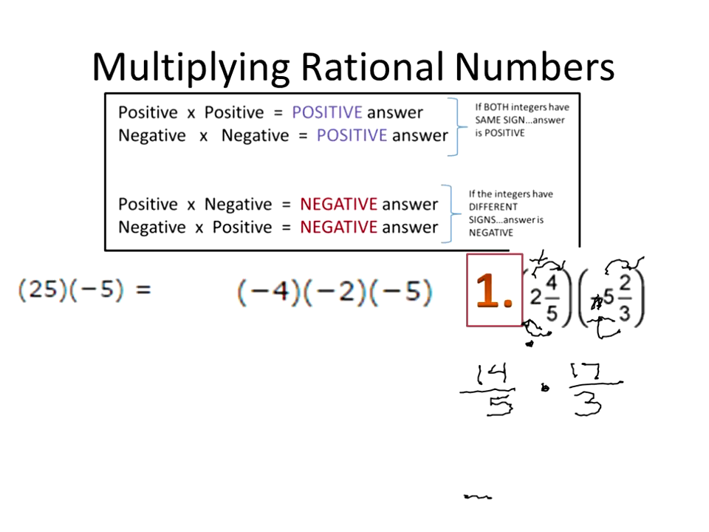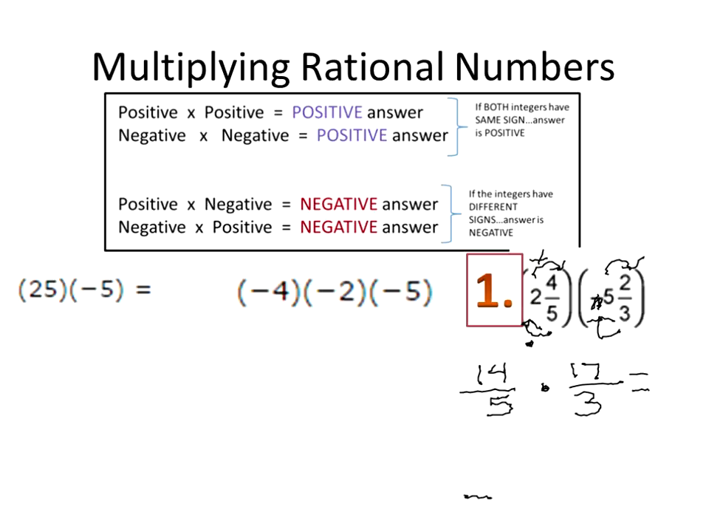So at this point I can cross-reduce if I can. Well, 5 and 17 are both prime numbers, so I can't cross-reduce those. And 14 and 3, there's nothing that can go into both of those. 3 is also a prime number, so unless 3 can go into 14, it's not going to happen.